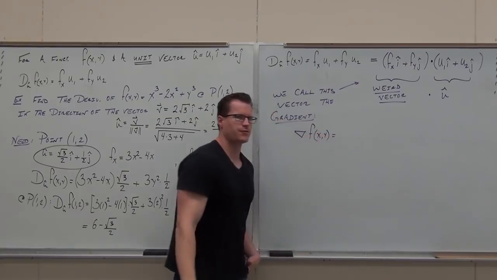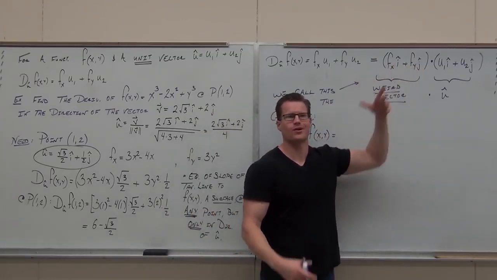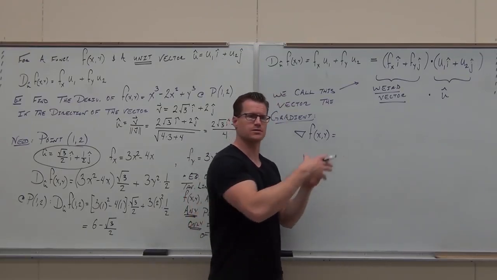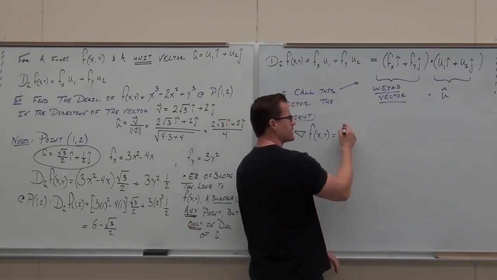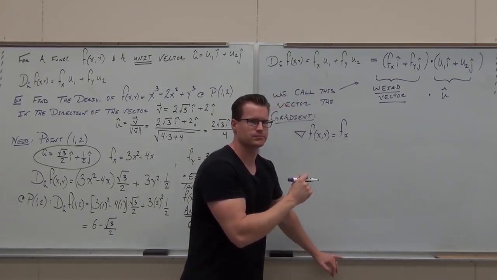The gradient of a function is defined as that weird vector. This is no longer called the weird vector, right? It's the gradient of that function, or it's del f. That is the gradient. Is it hard to find? Do you know how to do partial derivatives? That is not hard to find.